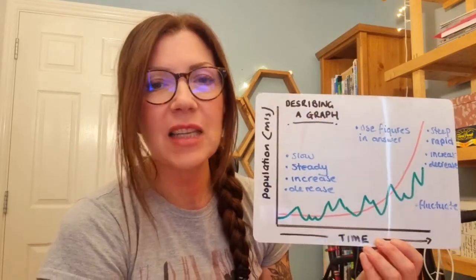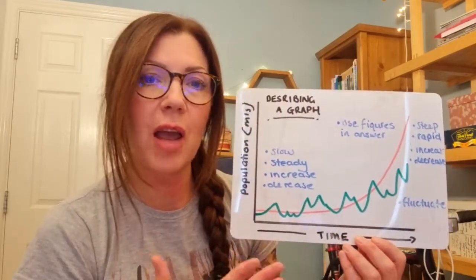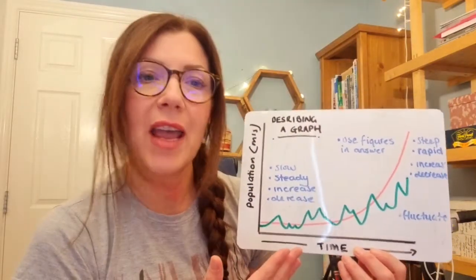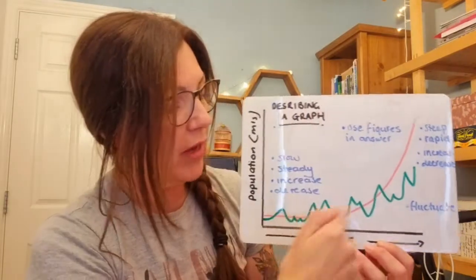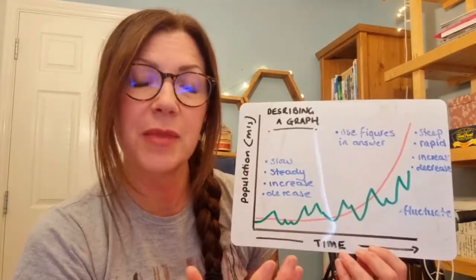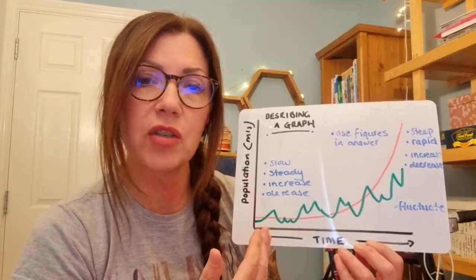Hi guys, in today's video I'm going to be talking to you about describing a graph. So what I've got here is a graph that I've drawn. I've got a red line and a green line, so I'm going to be going over the key terms that you would use if you were going to be describing any graphs like this.